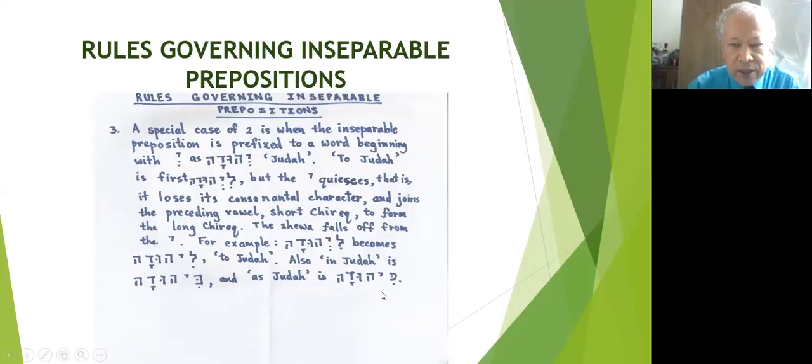And as Judah is Ki Hutha, not Ki Yehutha, but Ki Hutha, because the yod quiesces or becomes silent, the simple schwa drops out. And so what is left is the yod and the short hirik joining together to form the long I sound. So you have Ki Hutha, Bi Hutha, Li Hutha, to Judah, Bi Hutha, in Judah, Ki Hutha, as Judah. So this is a special case of number 2.